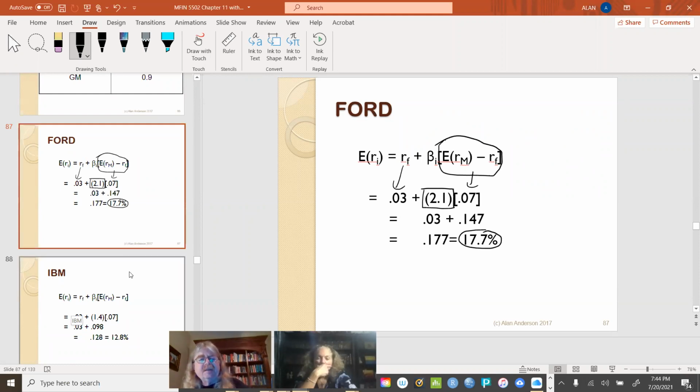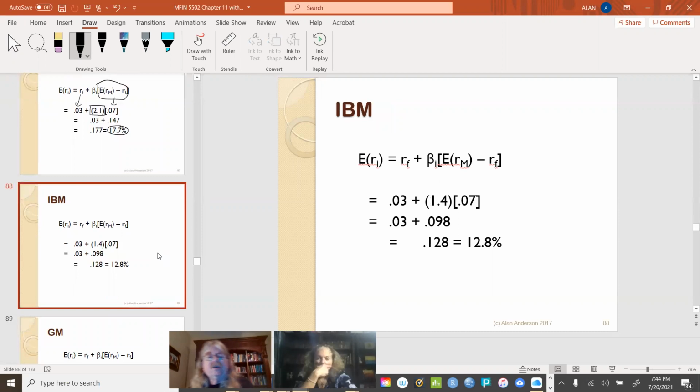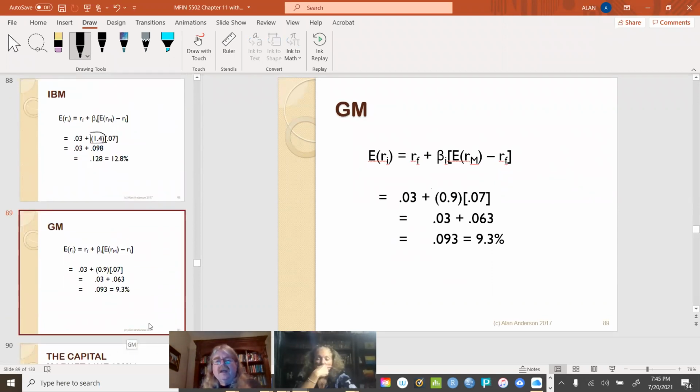Now, for IBM, whose beta is only 1.4, we would expect the return to be lower, and that's what it says here. 12.8% instead of 17.7. And then finally with General Motors, with a really low beta, the expected return is only 9.3% because, again, it's not nearly as risky as IBM and Ford.